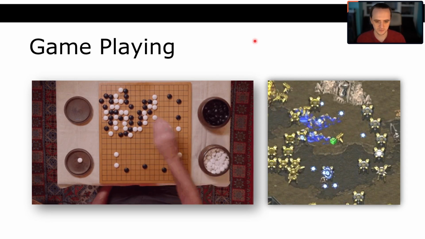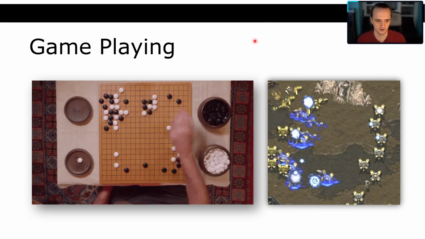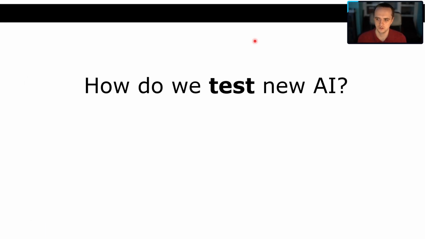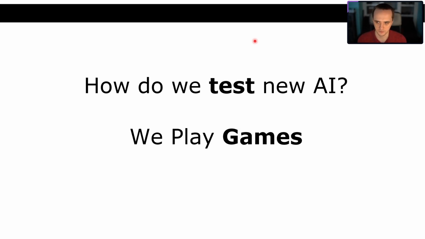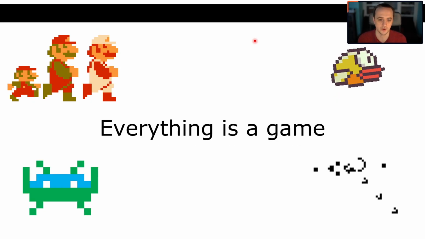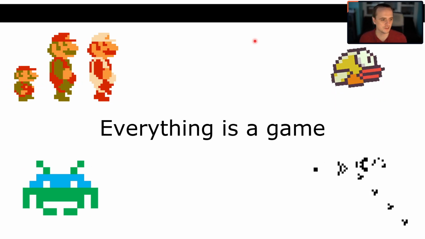Okay, I know I just flipped through that really quick, but 3200 is the prereq, and we already covered that stuff in 3200. So how do we test new AI? We play games. And the reason for that is that games measure intelligence, right? And so in my opinion, everything is a game.